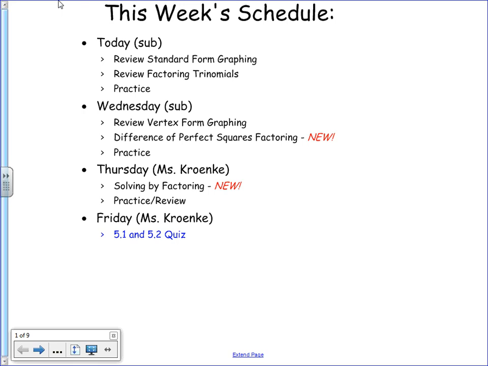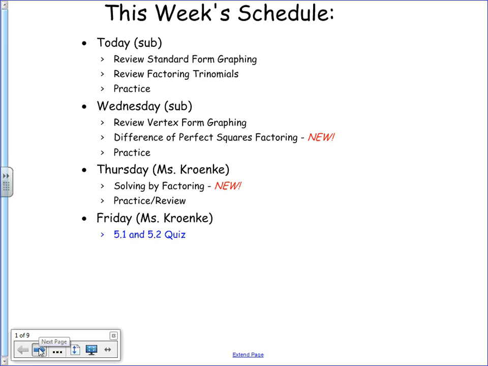On Thursday, I'll go over solving by factoring, which is something also new to us, and we'll have time to practice and review in case you had any lingering questions from today or tomorrow. Friday, we'll be taking our first quiz for Chapter 5. It will cover sections 5.1, which is graphing, and 5.2, which is factoring.